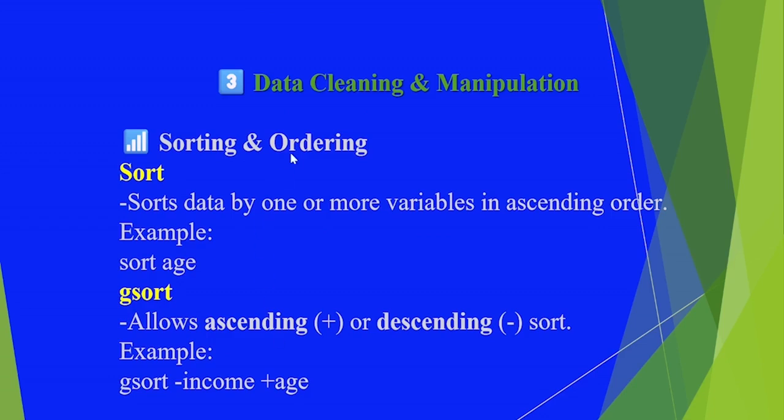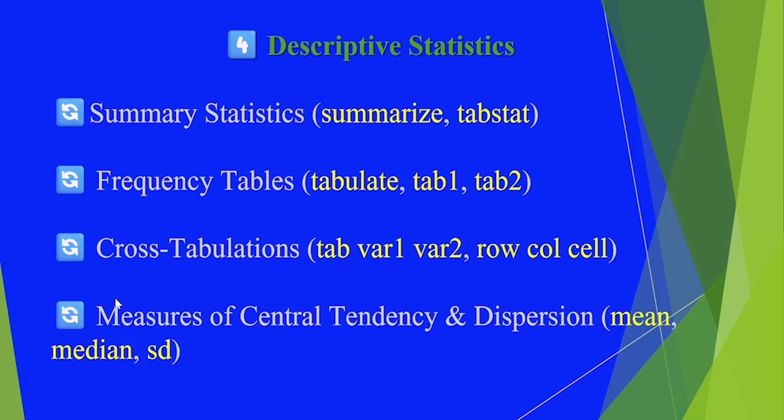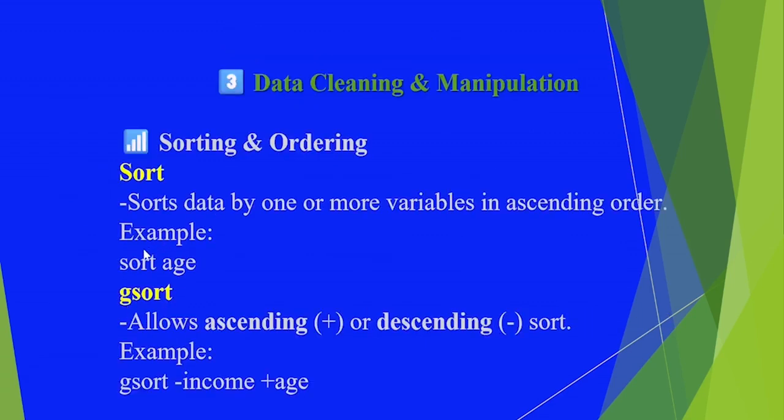And now we have sorting and ordering. Under sorting and ordering, we have sort and gsort. Remember, sort will sort your data by one or more variables in ascending order. The keyword here is ascending order, so it will automatically sort in ascending order. For example, sort age will sort age in ascending order, which means the youngest will be represented first, and the oldest will be at the end of your dataset or that column.